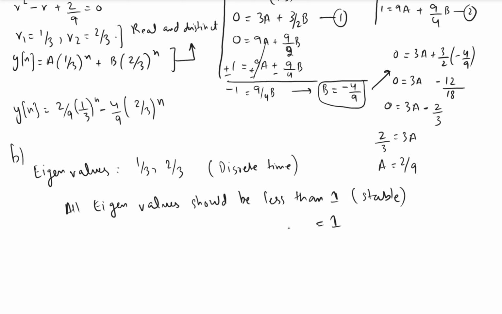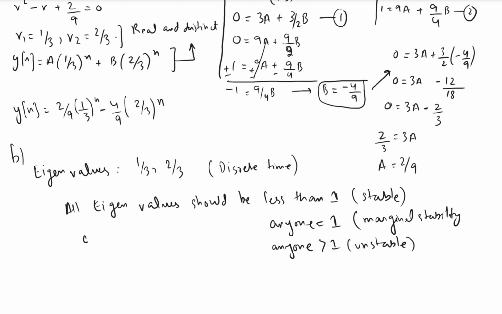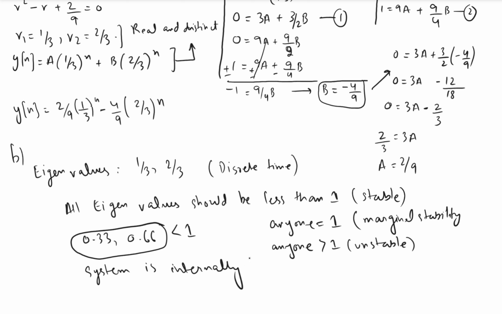If any one value equals 1, it's marginal stability. If any one is greater than 1, it is unstable. So in our case, 1 by 3 corresponds to 0.33 and 2 by 3 corresponds to 0.66. Because they are inside the unit circle, which is 1, the system is internally stable.